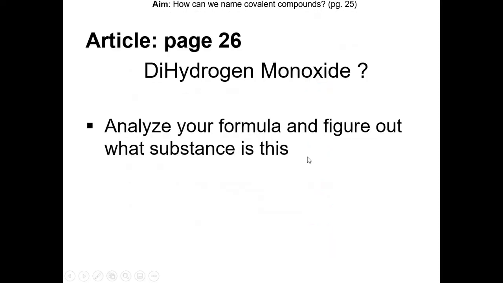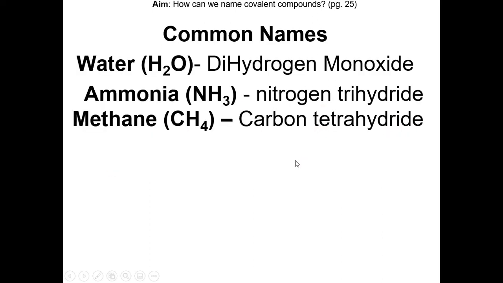Now I want you to take a moment to read an article on page 26 about dihydrogen monoxide, analyze the formula, and figure out what substance this is. So if you read the article, you would have figured out it's referring to water, H2O. Water is the common name, while dihydrogen monoxide is the chemical name. Nobody, including the scientists, calls water dihydrogen monoxide.